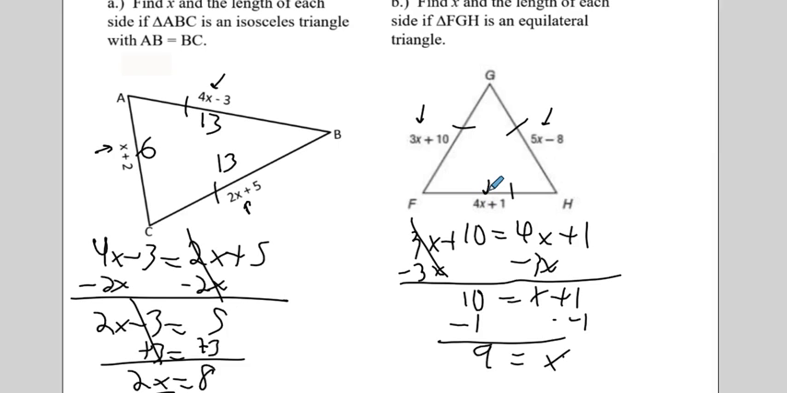9 times 3 is 27, plus 10 is 37. 9 times 5 is 45, minus 8 is 37. And 9 times 4 is 36, plus 1 is 37. It works out.